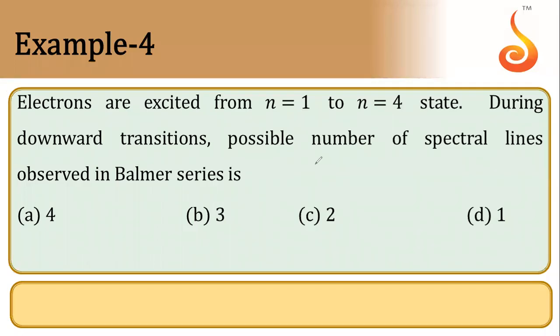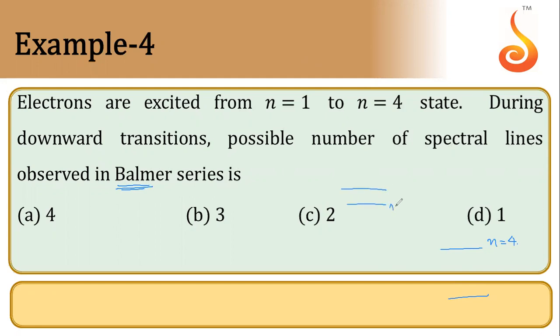Okay, this is example number 4. In this one, electrons are excited from n = 1 to the fourth state, meaning after excitation, electrons have reached n = 4. Now during downward transition, what is the possible number of spectral lines observed in the Balmer series? So they are asking only about the Balmer series.